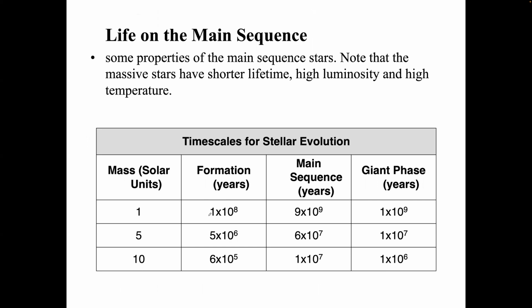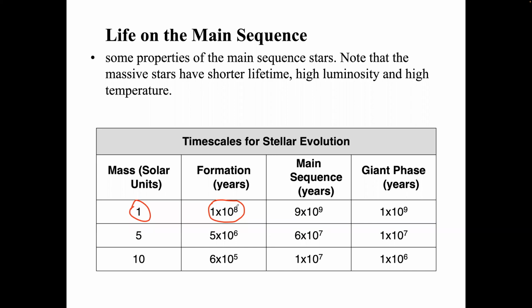And you can see that if the mass of a star is 1 solar unit, so that means typically a star like our sun, right? So it takes 1 times 10 to the power 8 years for the formation of these kind of stars. Now you can see that this process takes so long, right?